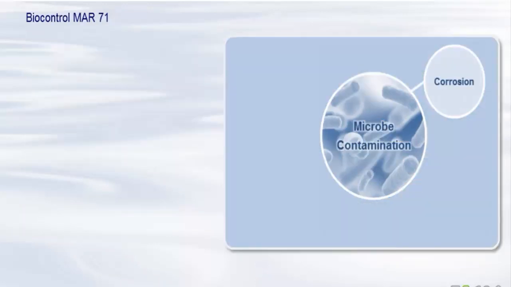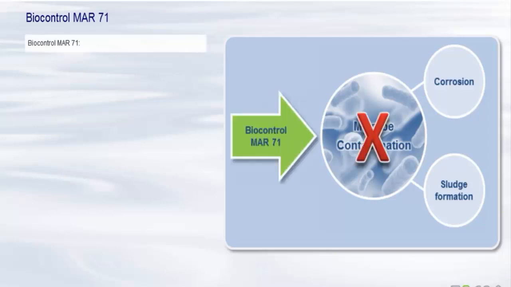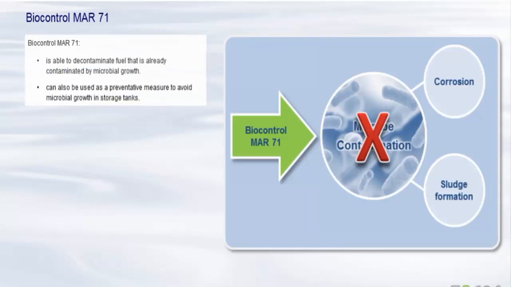As well as corrosion caused by acidic byproducts, another consequence of microbial growth is sludge formation. As a result, filter blockage can occur with the need for daily cleaning of the fuel filters. Biocontrol MAR71 is able to decontaminate fuel that is already contaminated by microbial growth. Biocontrol MAR71 can also be used as a preventative measure to avoid microbial growth in storage tanks.